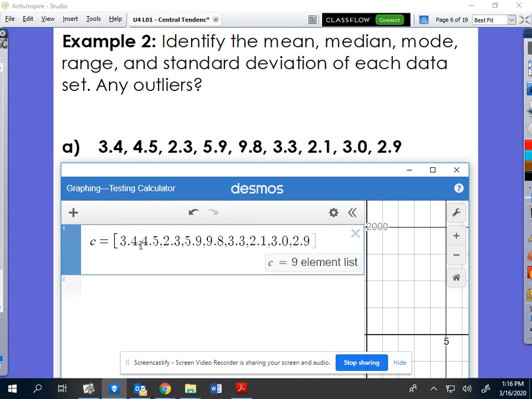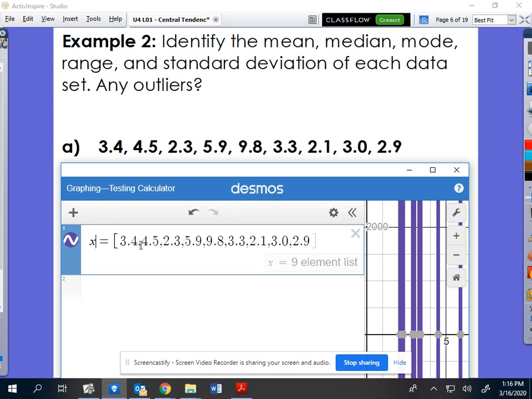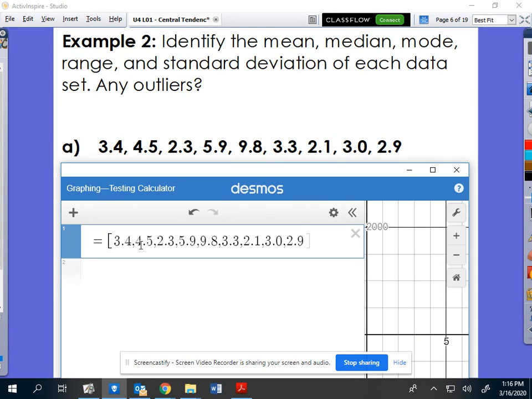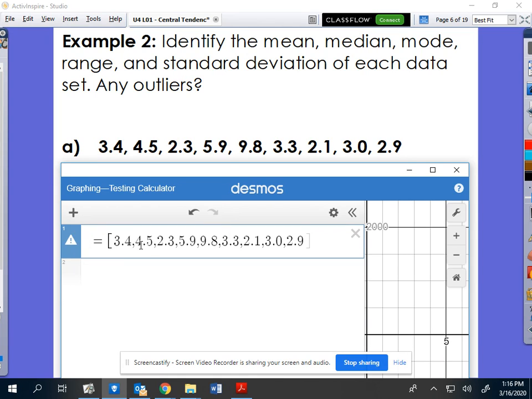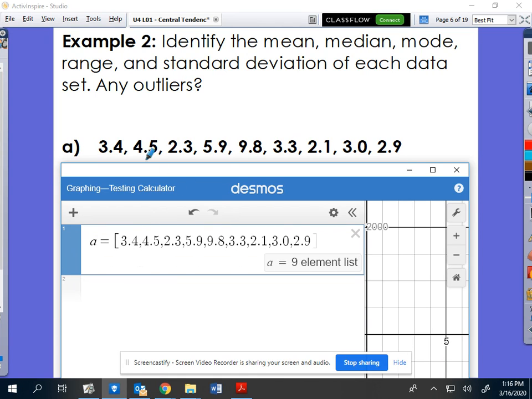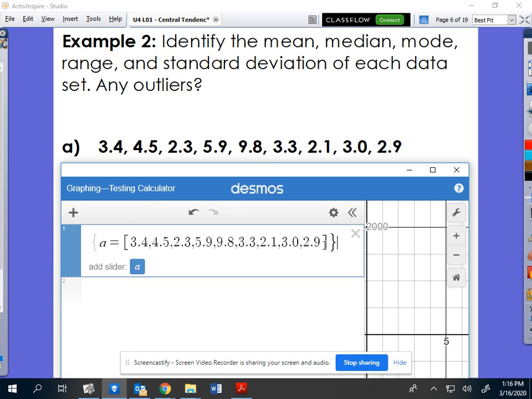We could use C if we wanted to. Just avoid using X. You don't want to use X. You can see we're getting some crazy stuff going on there. So avoid X and Y. We're not going to do Y. But using A in this case, and then I just typed in my data values, okay? So I've typed those all in, they have commas in between them, and they're in square brackets, right?